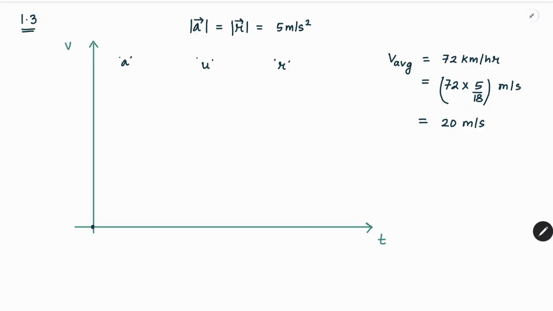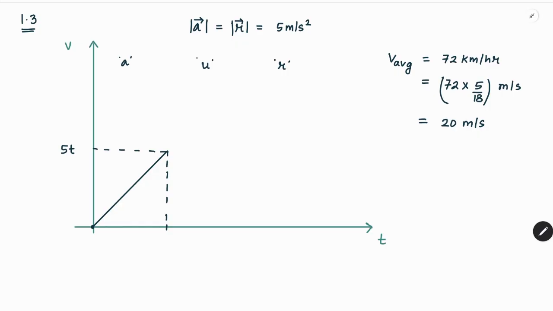So it starts with 0 velocity, and over here I have written acceleration. Here it is moving with uniform constant acceleration, so we can draw the curve like this, having a magnitude of 5 meter per second square. So if it moves for a time interval t, then it will acquire a velocity of 5t.